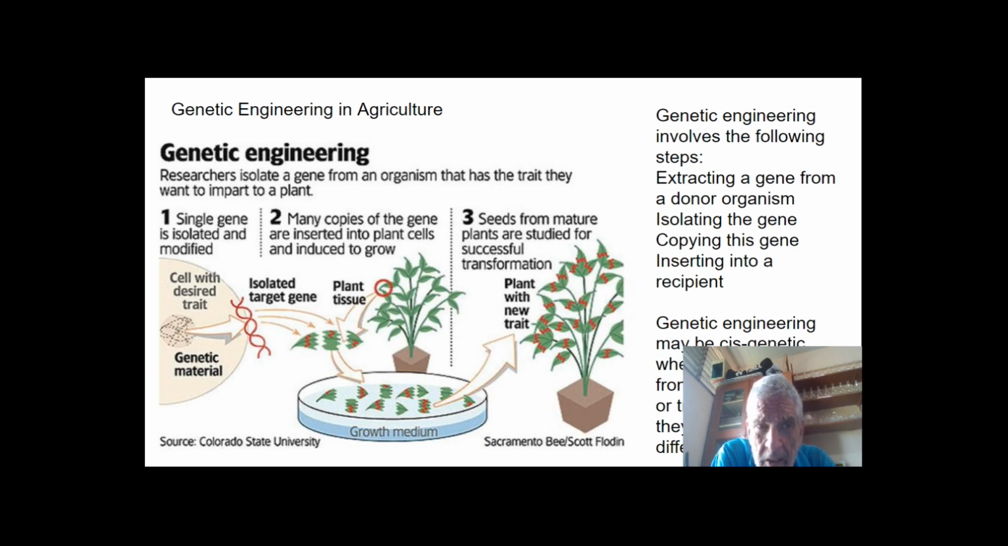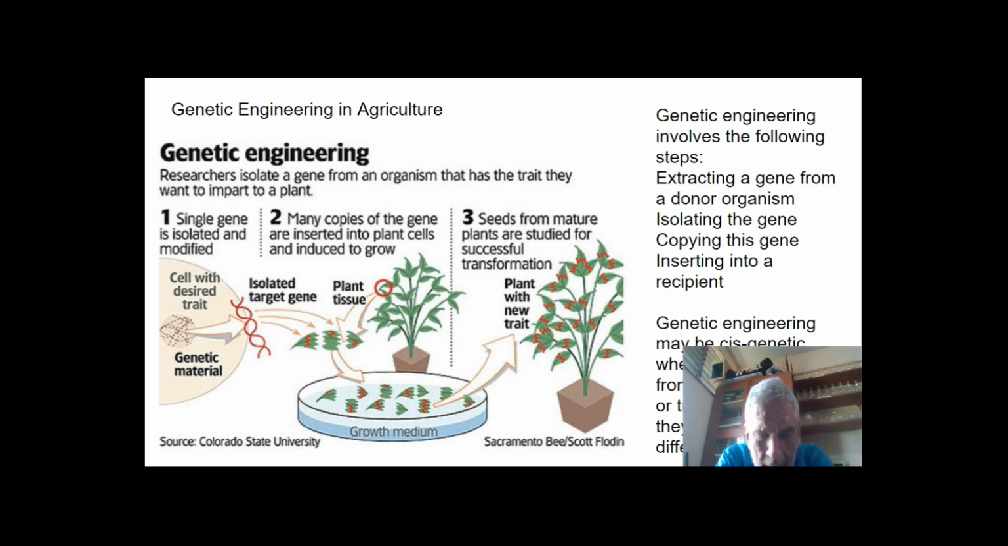So what is genetic engineering? Basically we're going to look at it from the perspective of environmental science, and therefore the details are a bit less than you'd find in, say, biology. And the steps in genetic engineering are given here. Researchers isolate a gene from an organism, that's the trait they want to impart in the plant. And first of all, the single gene is isolated. We don't really need to go into the details.